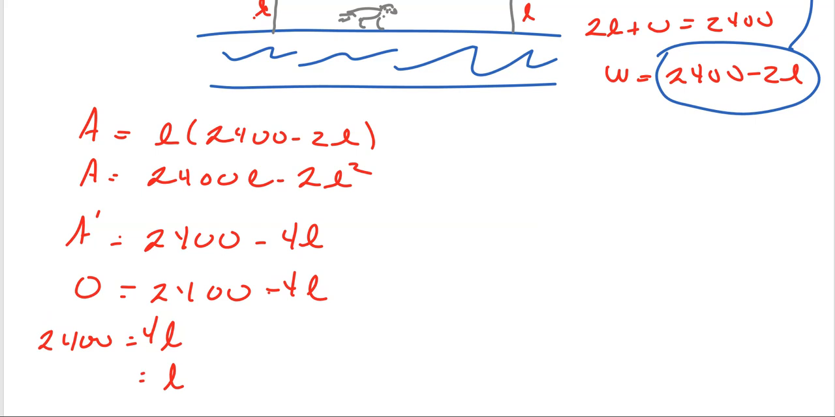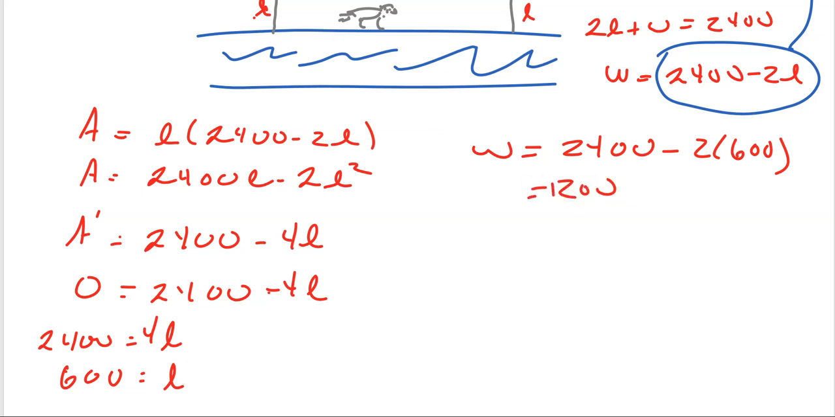See, 2400 divided by 4, right? So that'd be 600. So the length of the field is 600 feet. Now I need to find out what the width is, right? So I could go back up in that other equation that I had and just substitute that in to find out what the width is. And that would be, what, 1200? So the length is 600 feet and the width is 1200 feet.